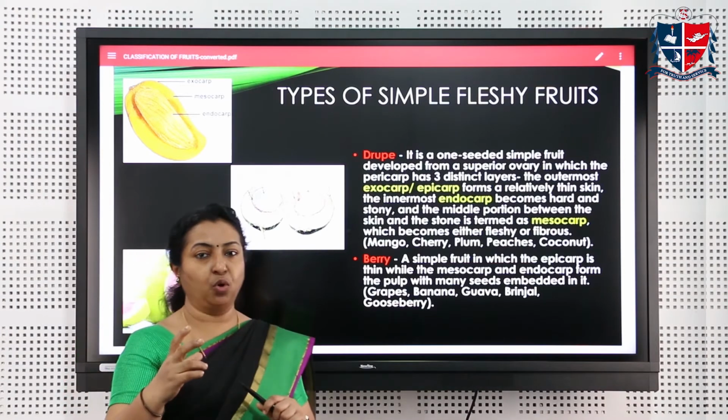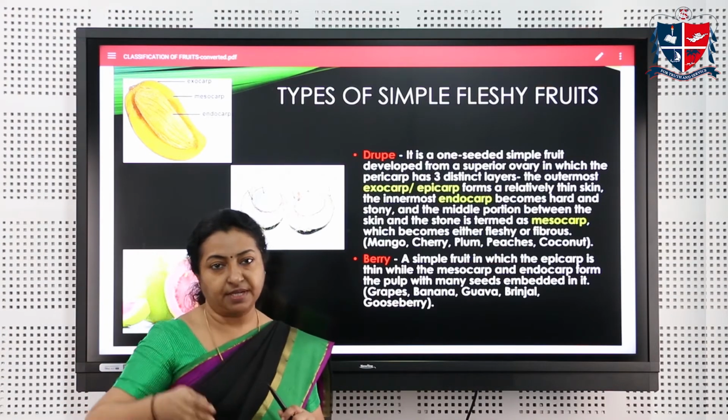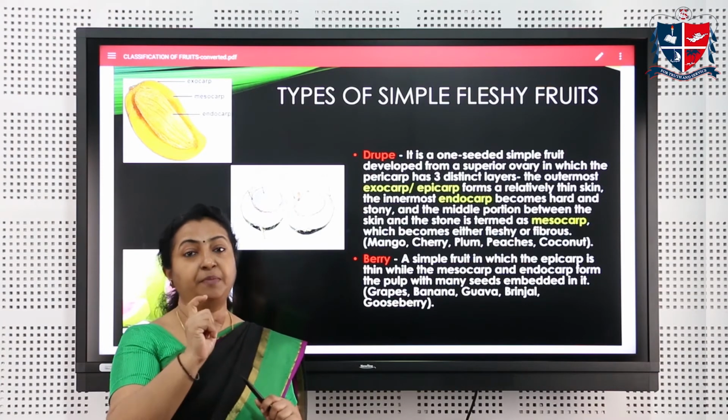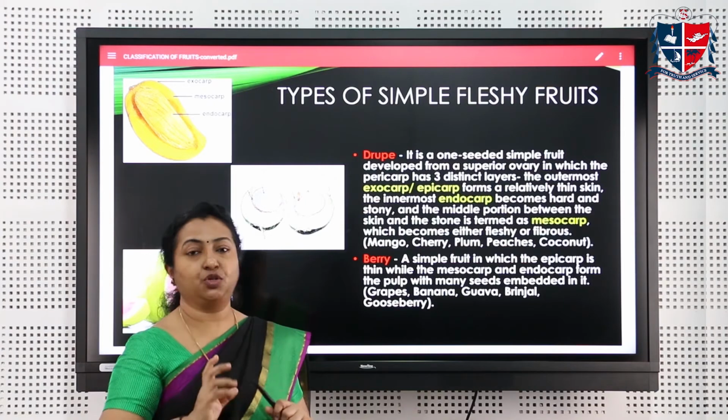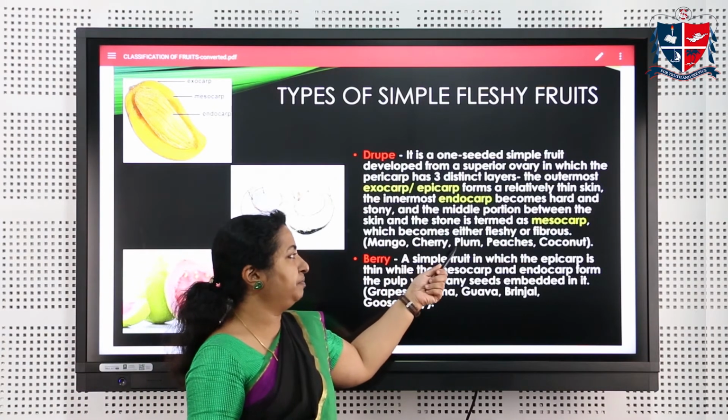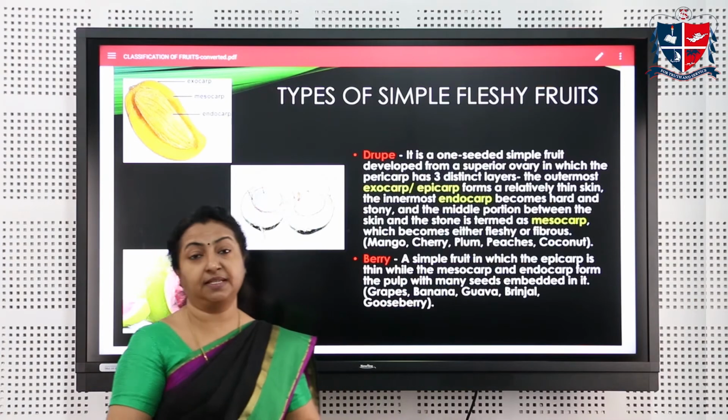Now think of the mango. In the case of the mango, you have the outer skin which we peel off. Then you have the fleshy pulp in the middle, and deep inside you have the stony endocarp. So that is the best example, but you have other fruits like cherry, plum, peaches, all coming under this category.